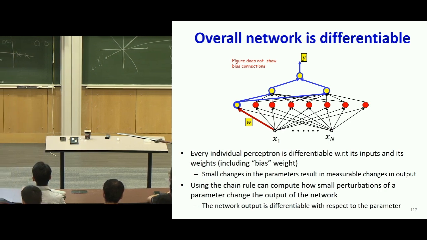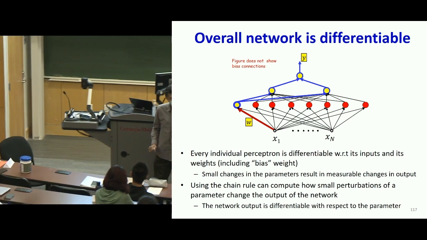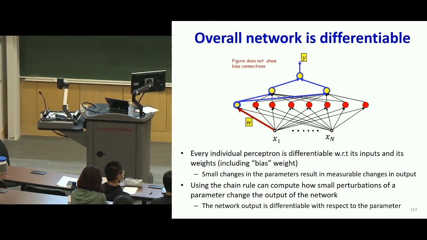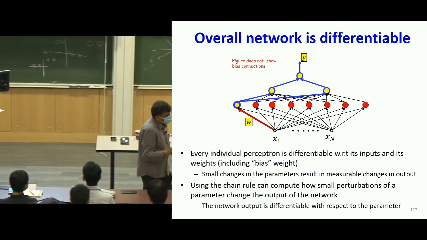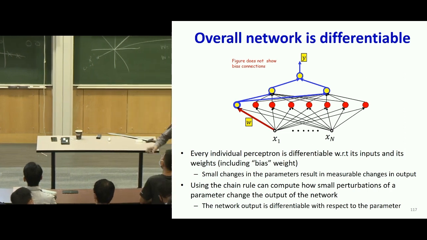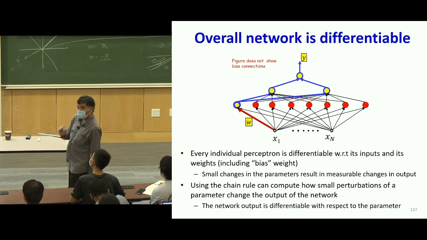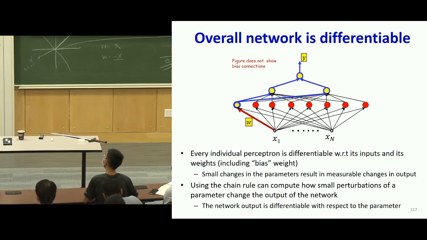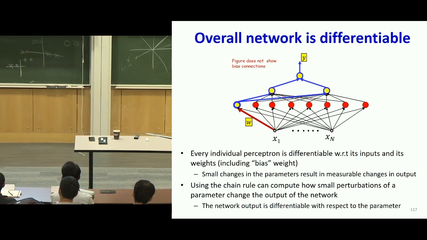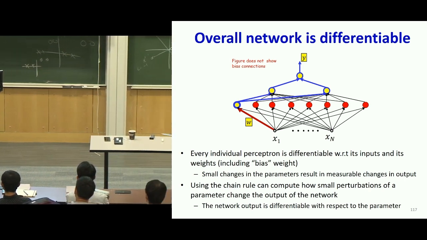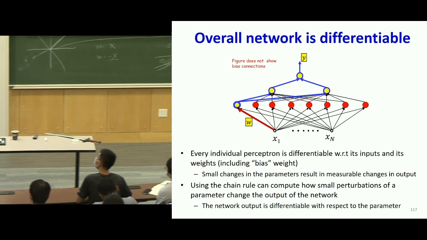So for example, if I take this highlighted edge with the weight w, I can tell you how much, if everything is differentiable, the entire network is differentiable, the output is differentiable with respect to every parameter, every input. And so now I can tell you how much a small perturbation of w is going to change the output of that particular perceptron. I can also tell you how much a small perturbation of that perceptron is going to change the outputs of the two perceptrons that it is connected to, and how much a small perturbation of their outputs is going to change the final output, right?